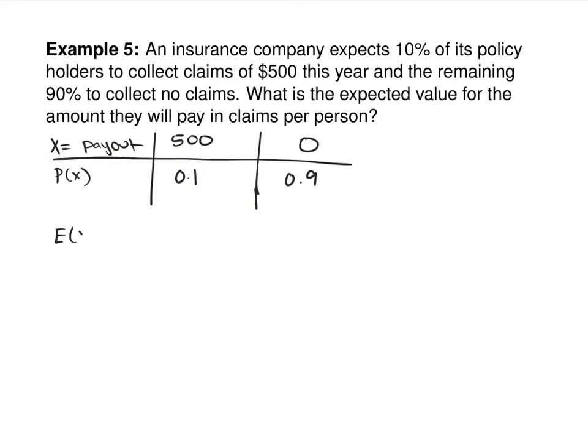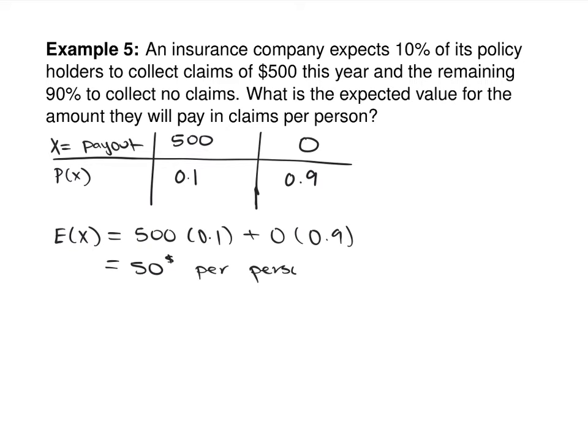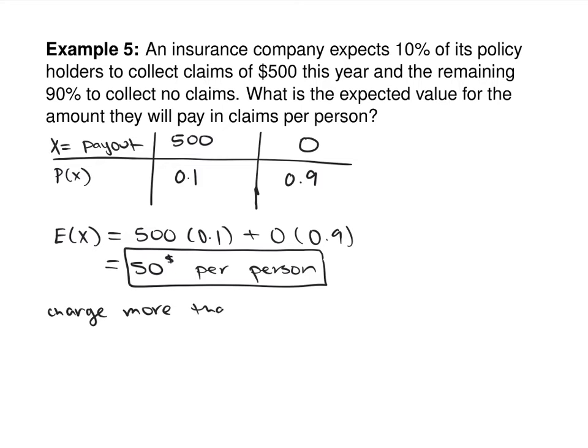Now let's find the expected value over many runs. So 500 times 0.1 plus 0 times 0.9 gives you $50 per person. And maybe this is monthly, but this tells you that you should charge more than this to make a profit.